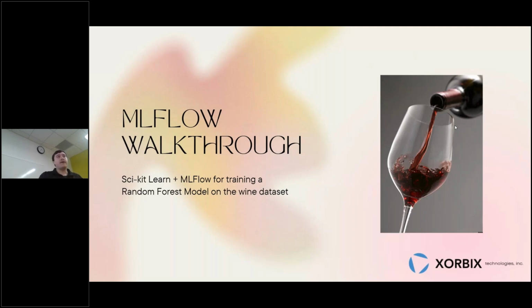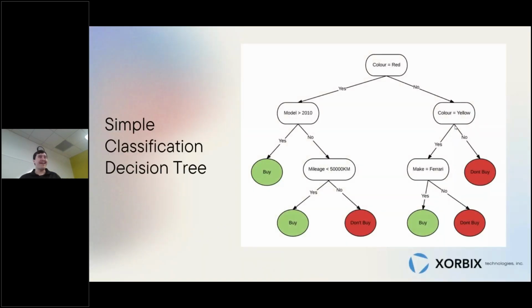So we're going to be using scikit-learn, a basic machine learning library, to do very basic things. We're going to be training a random forest model on the wine data set, and I'll talk more about the wine data set once we get into it. First, I just want to talk about random forest models, where they come from and what they are, so we know what we're actually training here.